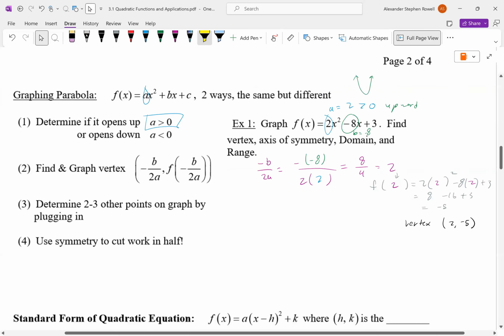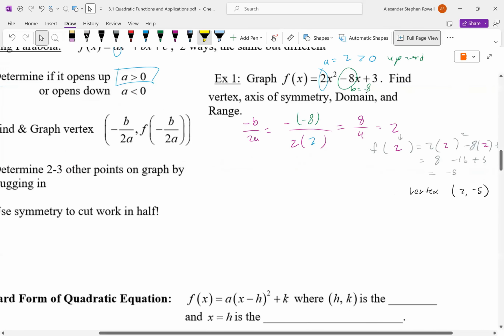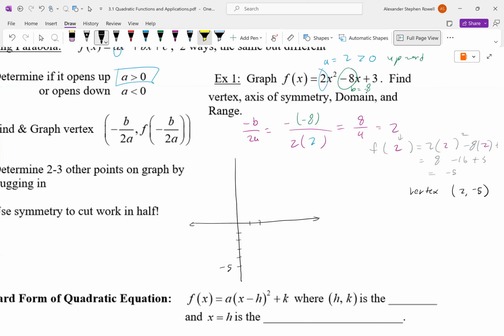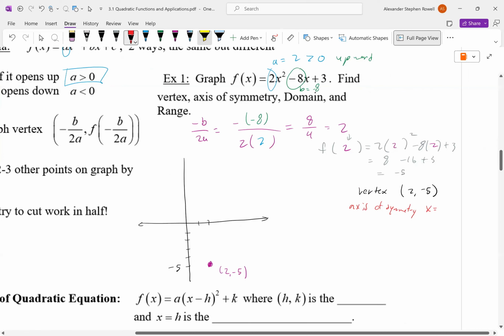Any questions about that? All right, so I'm going to just graph this point first. 2, negative 5. And I put it at the lower region of my graph because I know it goes upward. So I left room going upward. And we say, what is the axis of symmetry? It's x equals the x value of our vertex, 2. So it's a vertical line passing through the vertex. That means I only have to draw half my graph, and I know the other half will look exactly the same because it's the line of symmetry.